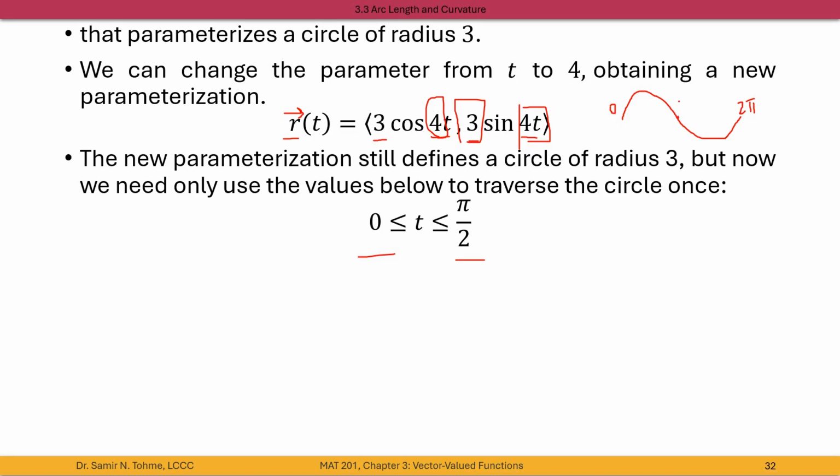So pi over 2 is the quarter of 2 pi. So this wave will look like, we'll finish it in this. It will have all the same characteristics except for the frequency.